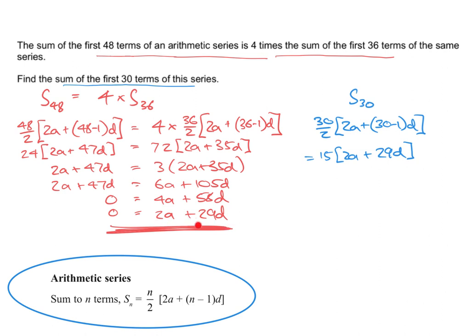I have that here. The a and d are the same values because this is all one series. And 2a plus 29d is equal to 0. So I can just substitute that straight in. They have the same value. So that's 15 multiplied by 0. Well, that's going to be equal to 0. So the sum to 30 is just equal to nothing.